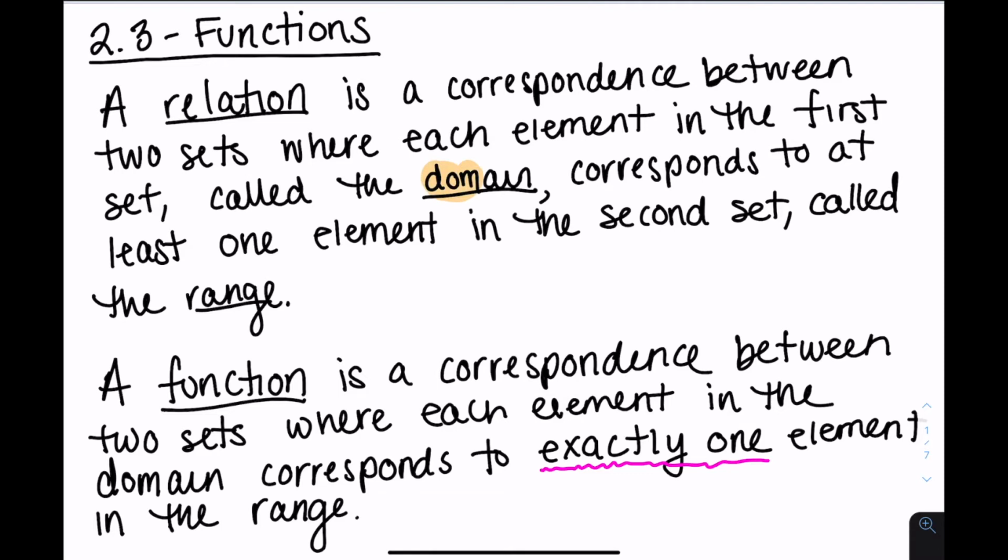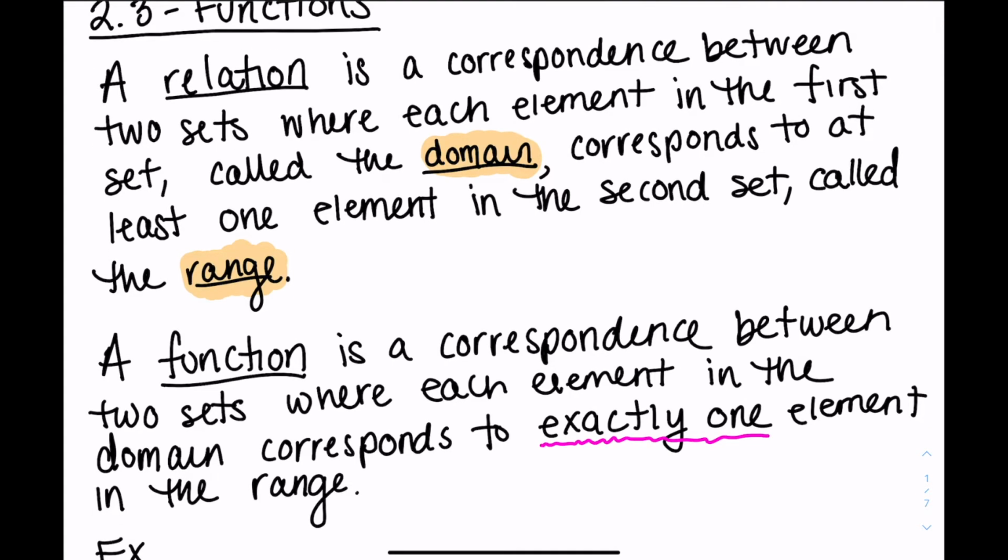So you have a first set of numbers or input values, and each one of them corresponds to at least one. Could correspond to more though. So that would be our relation. A function, on the other hand, is a very specific type of relation. Each element in the first set, that domain, corresponds to exactly one. That means each input can only have one output, whereas in a relation, the input could possibly have two outputs.